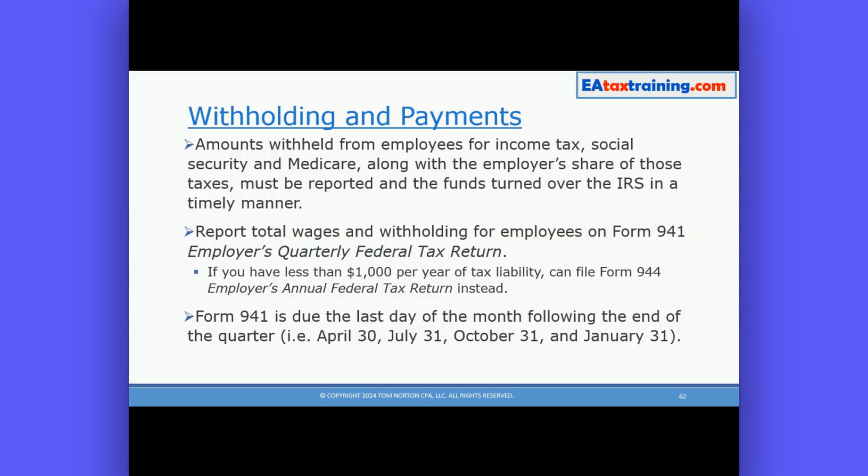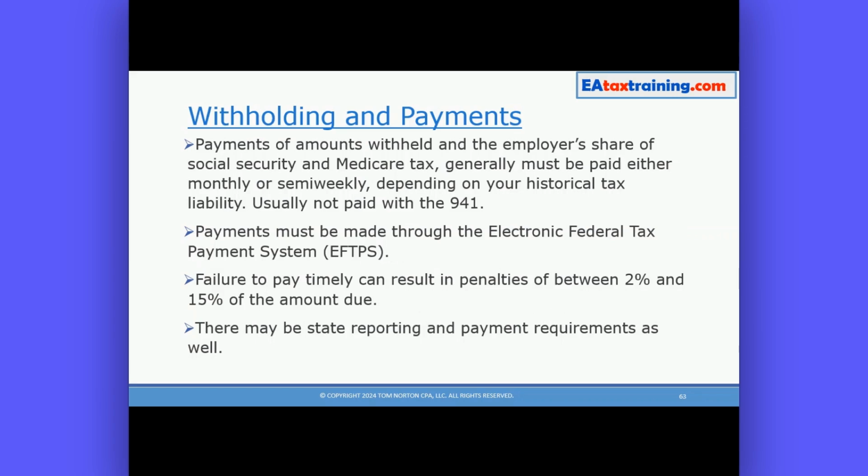So you're going to list on there the amount of wages that you paid, the amount of withholding that you had, and the amount of employer match or employer due amounts that you had. You report that every quarter. And these 941s are due on the last day of the month following the end of the quarter. So the quarter ends, for instance, March 31st, then that is due on April 30th. And then the next quarter is due July 31st, and then October 31st, and then January 31st of the following year. So that is for reporting the amounts due.